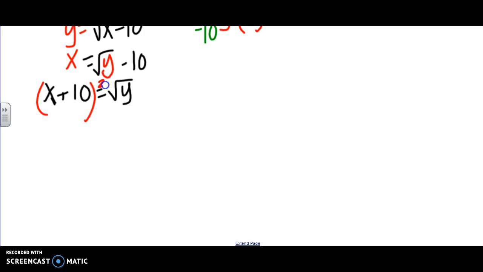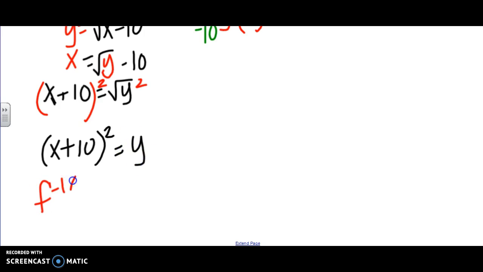Put some hugs around that first though. So now you've got square root. Why don't I keep saying square root instead of square? X plus 10 quantity squared equals y. And we're almost finished, but we just got to put our function notation back in. So x plus 10 all squared.